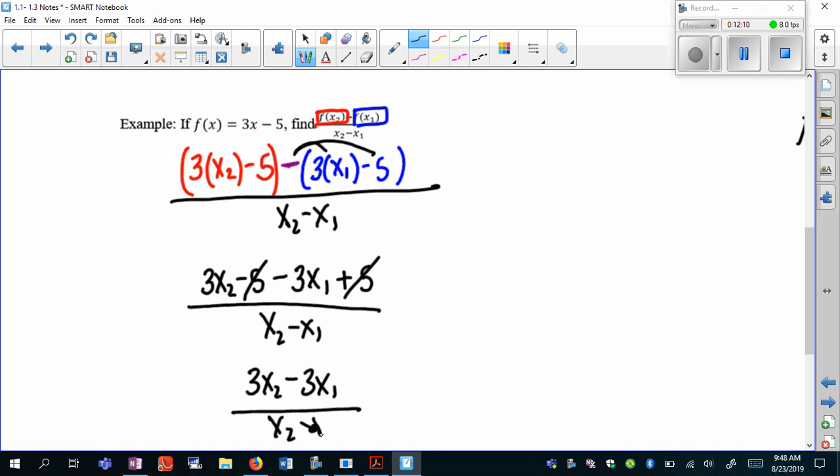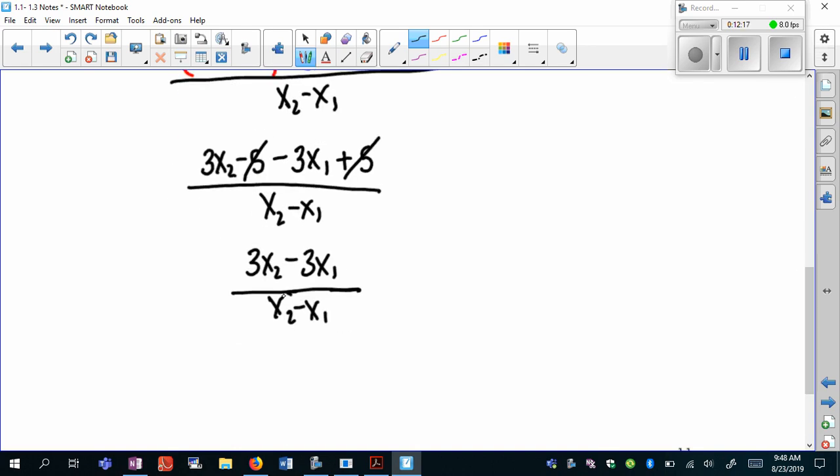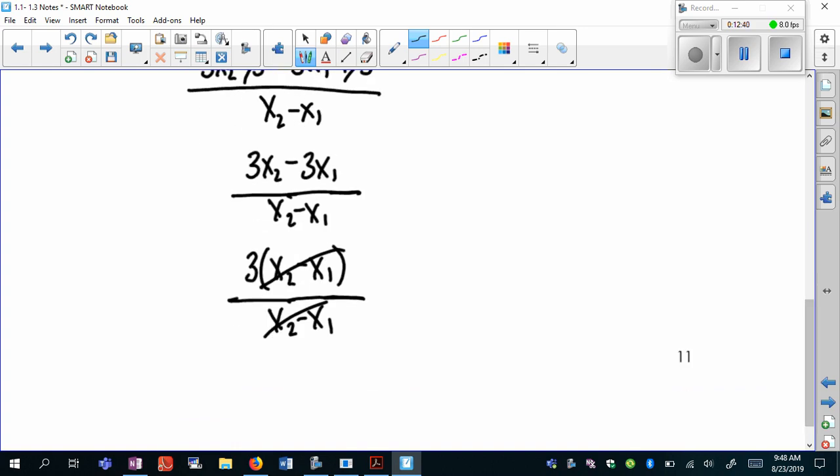Oops, I'm trying to erase this here. There we go. And now what you might be thinking is if I take out a 3 in the top, I see x2 minus x1. So I'm going to factor the 3 out. And then on the bottom, I have x2 minus x1. I keep wanting to make my subtraction sign diagonal. So cross those off. Those divide and end up being 1, so I'm left with just 3. So that's the answer for it.